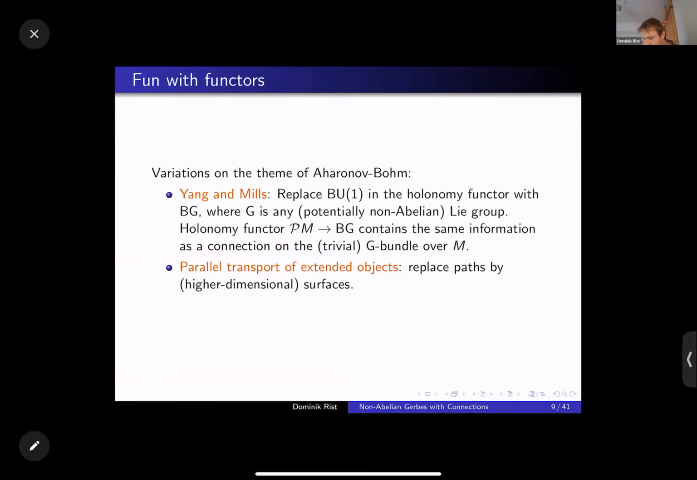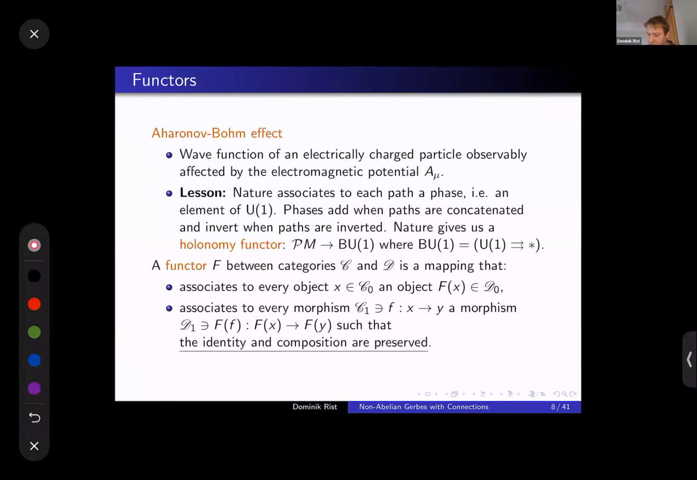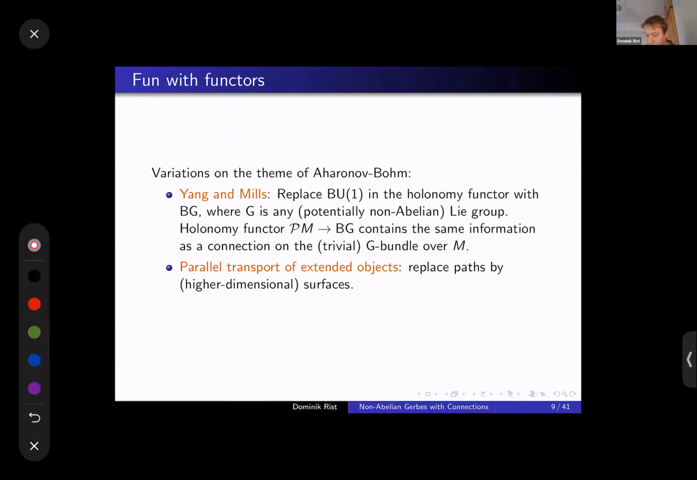Okay, so you can do variations on Aharonov-Bohm. First of all, instead of the electromagnetic field, you can consider other fields, other Yang-Mills fields. In that case, you would replace the groupoid B1 in this holonomic functor with BG, where G is any Lie group. Just as I explained, BG is the one-object groupoid with G sitting in the morphisms.